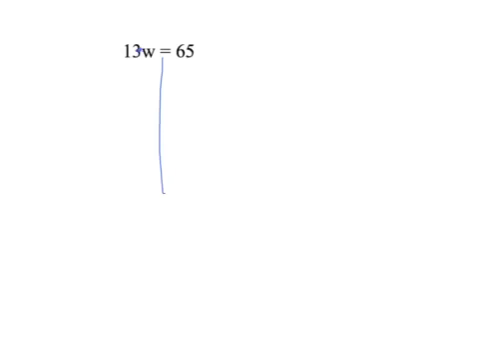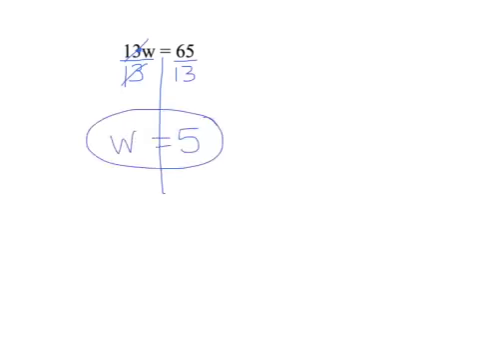So just like in the last problem, I'm going to be dividing to undo the multiplication. I'll be dividing both sides of the equation by 13. Multiplying by 13 and dividing by 13 cancels each other out. And 65 divided by 13 is 5. So I have the answer.